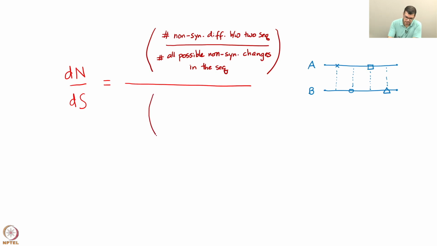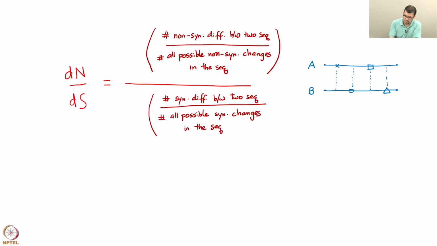This ratio has to be divided by the number of synonymous differences between two sequences, divided by the number of all possible synonymous changes in the sequence. And this ratio gives us dN by dS.